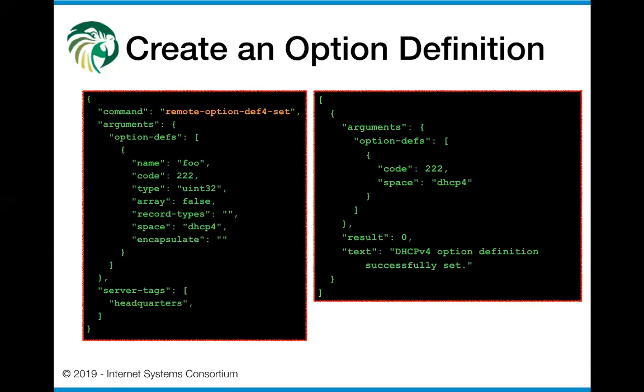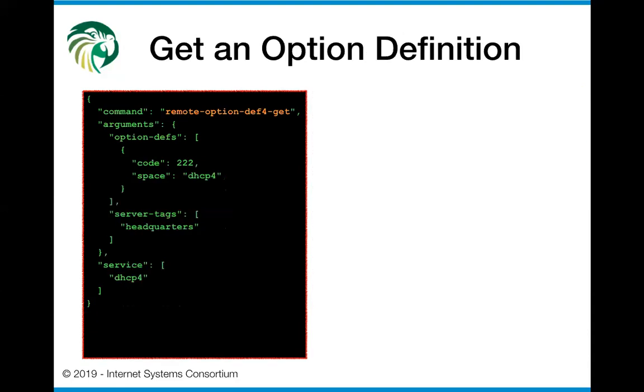So once you run this command, you get back the definition, the fact that it worked. You get back a 222, the fact that it was 222, it was created in the DHCP v4 space, and again, the result is 0. So yes, it worked. Congratulations. We're able to get that definition as well.